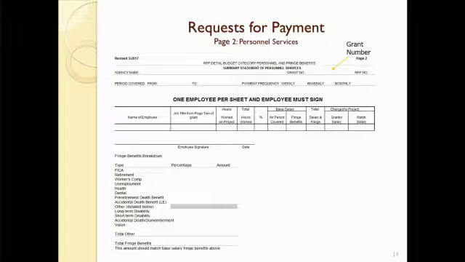Request for payment, personnel services. Please make sure you enter the agency name, the grant number, and the RFP number that you are submitting in the heading of this document. In the field period covered from to, please enter the dates of the hours actually worked, not the date of the paycheck.